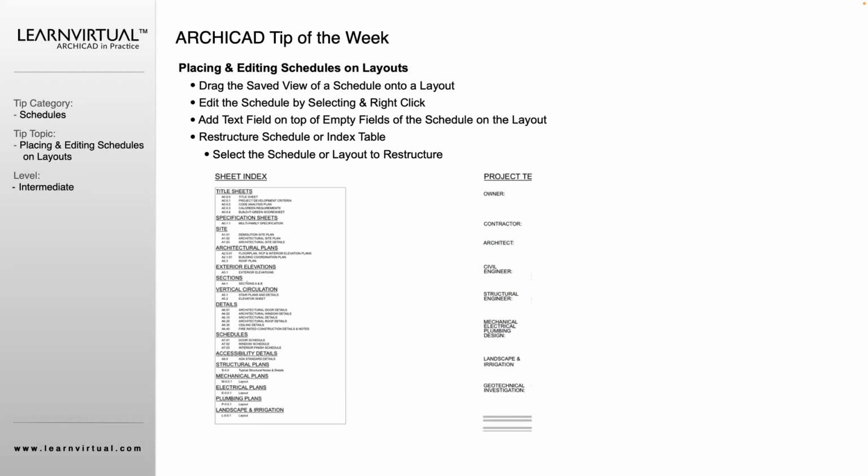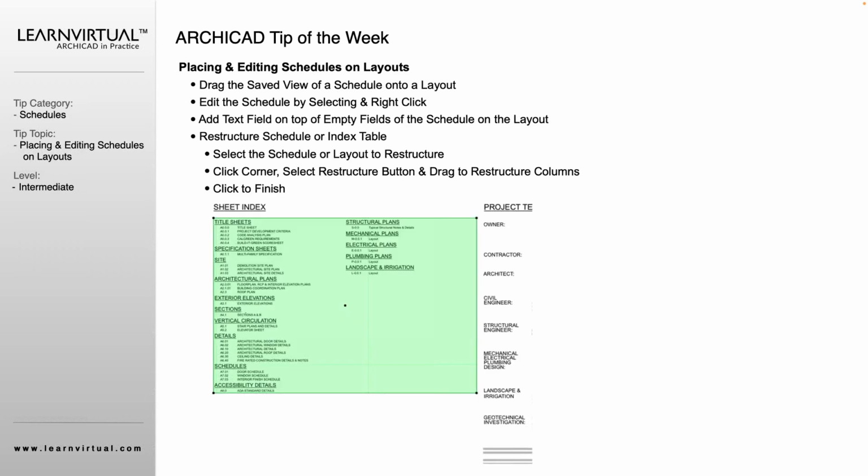So we can place a sheet index on our sheets just like we would do the schedules. And we place these on the sheets the same way we would place a drawing on the sheet. You would drag and drop from your saved views onto your sheet. And let's say that your sheet index has gotten really long in this case, and you need to break it up into 2 separate columns. We can easily do that as well.